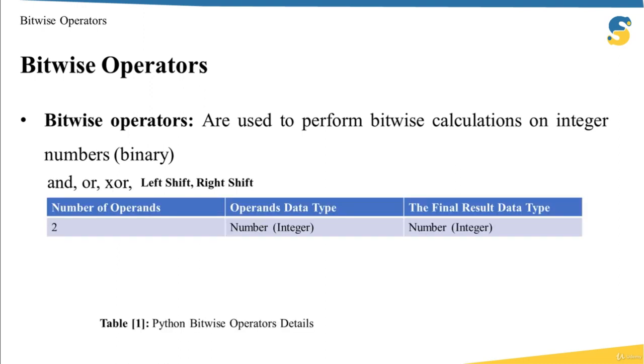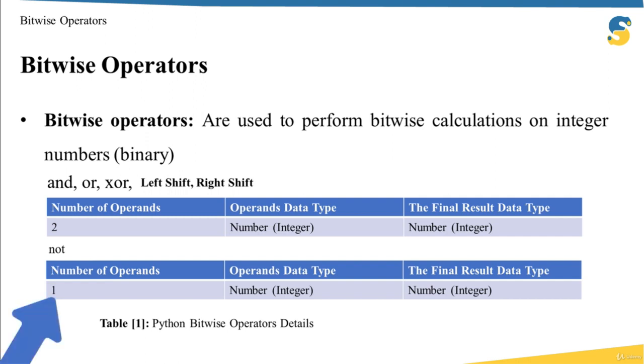For all of them except NOT, these operators take two operands, and these operands should be numbers, especially integers, and we transform these integers to binary before doing any calculation. And once we execute any one of these operators, the result is also an integer number. For the case of NOT, the number of operands is 1, the operand data type should be an integer, and after we apply this operator, the result is going to be an integer also.